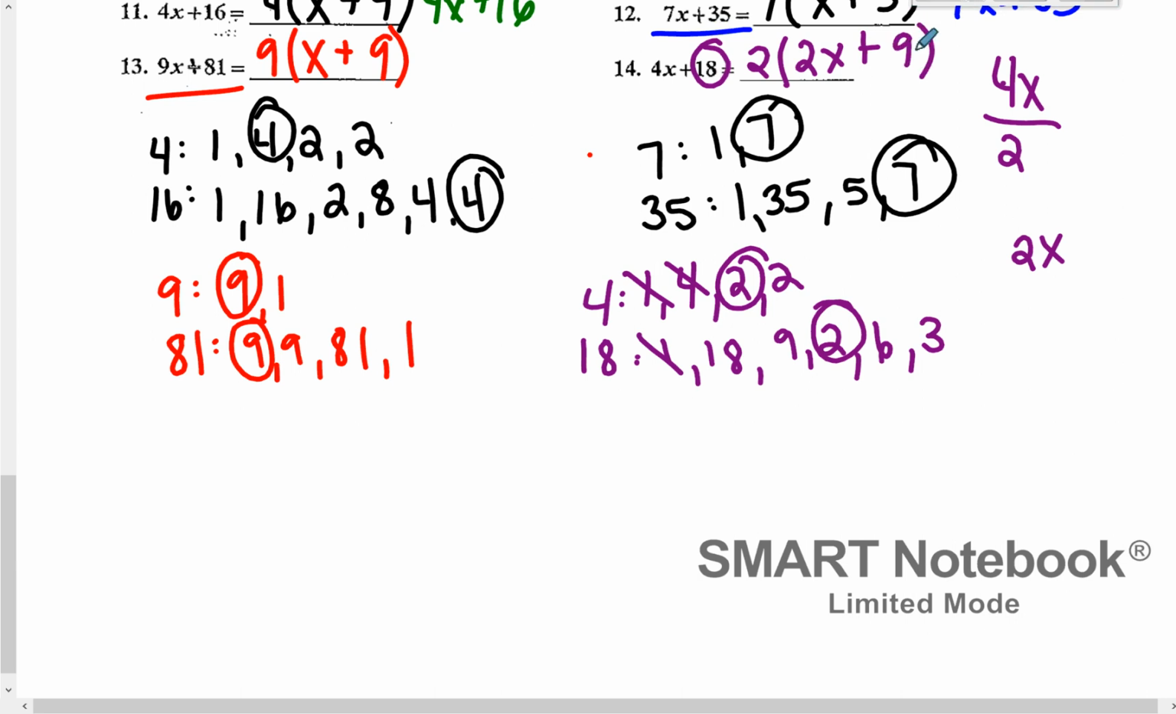We just quickly check that answer. 2 times 2x is 4x. 2 times 9 is 18. 4x plus 18 is what we had, so we have it correct.